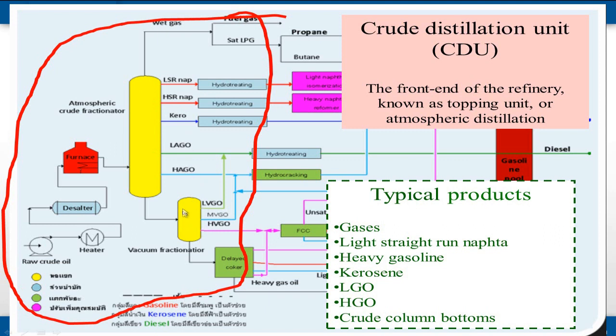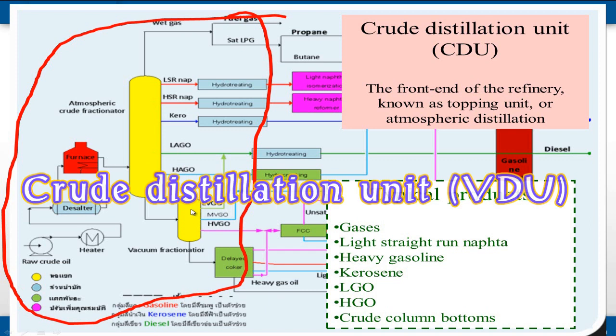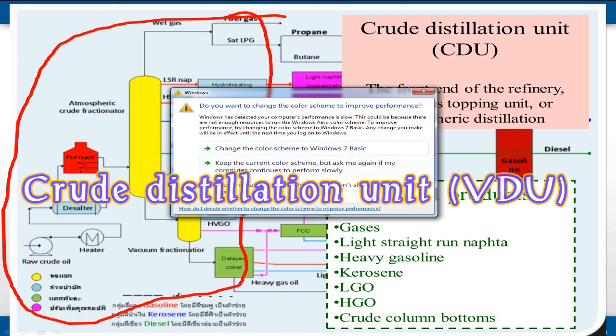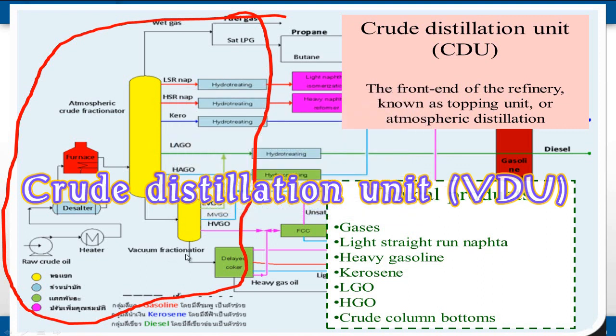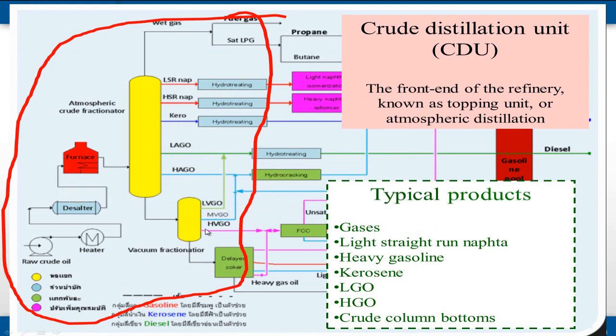And the yellow unit, the smaller one here, represents the vacuum distillation unit, or vacuum fractionation. And of course, the products from this unit will be called vacuum gas oil, medium vacuum gas oil, and heavy vacuum gas oil. So you can notice, in terms of atmospheric and vacuum, where the products come from.